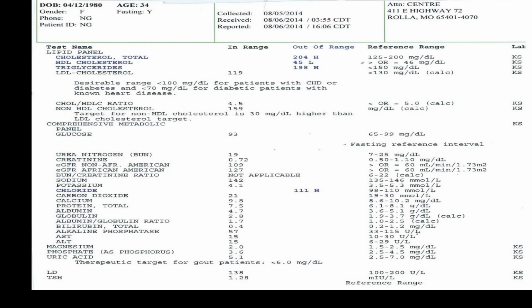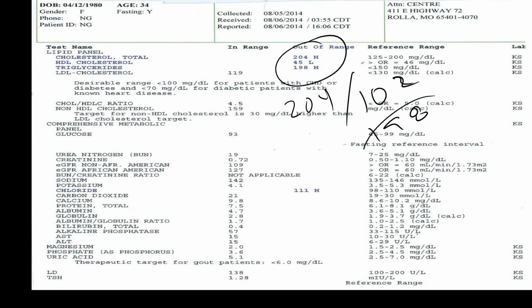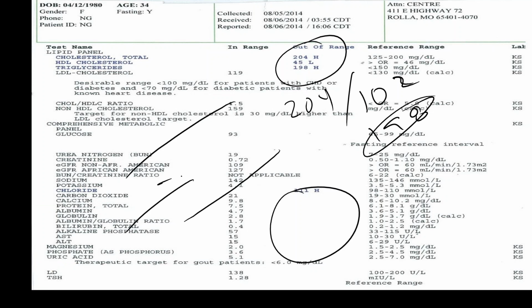So here you go. We look at the blood right here. I'm going to have to change the color of my ink. You see the cholesterol is 204, so we would expect the triglyceride to be about 102. Hers is 198.